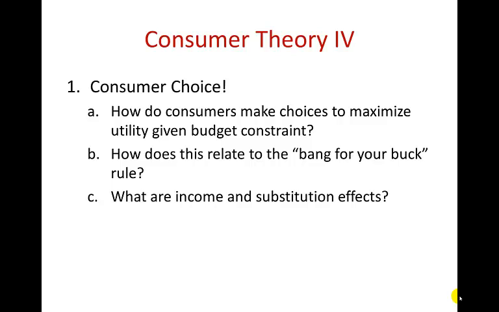In this last lecture on consumer theory, we're going to put everything together. We're going to combine budget constraints and indifference curves to figure out how consumers make choices to maximize their utility given the constraints of their income and prices. We're going to see that the decisions that consumers make relate to the bang for your buck rule that we discussed a few lectures back.